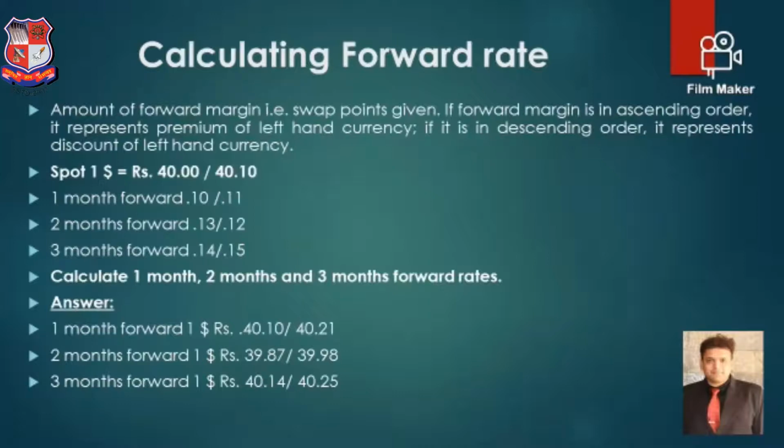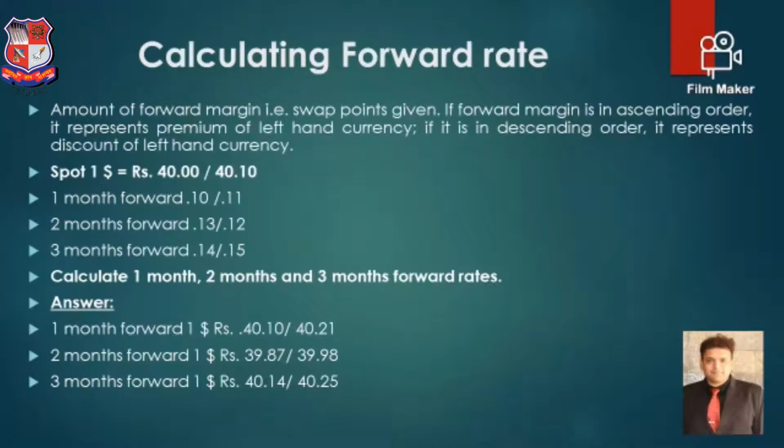The spot rate of $1, the dollar is a foreign currency and the rupee is the domestic currency, it is on the right hand side. So if we want to buy $1, the bank will sell at 40.10, and if we want to sell, or you can say the bank will buy, that is 40. The bid rate is the rate at which the bank will buy, and the ask rate is the rate at which the bank will sell. The 1 month swap points are given as 0.10 and 0.11.